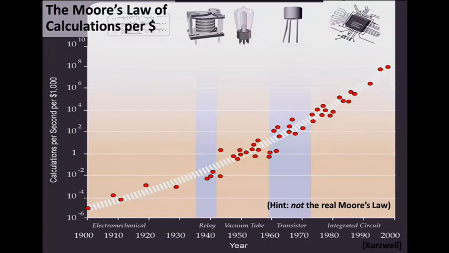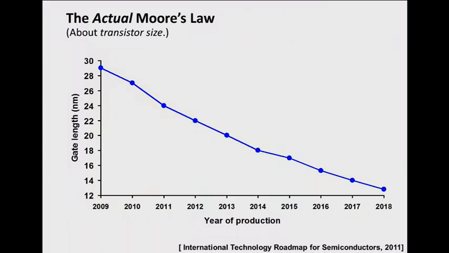Maybe it's calculations per dollar. So maybe we can say, hey, for $1,000, how many flops can I do? Well, that has gotten a lot better over the years too, which is pretty cool. But that's not the real Moore's law either. Here's the actual Moore's law. It's about transistor size, which also relates to density. And this is just the last several years and a few years going into the future. Of course, you could translate this all the way back to the 60s.